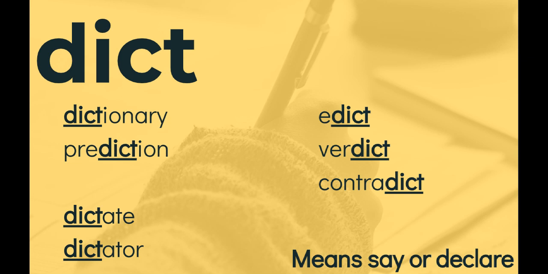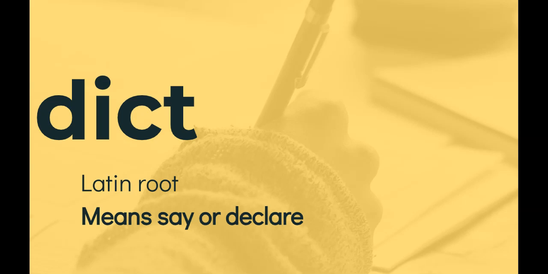Dictate and dictator are related. So if you can get dictate and then just dictator, just take off the E and add the OR. And then edict, verdict, and contradict all have the root at the end of the word. So for your homework, under dict, I want you to write what it means and then draw a picture to represent it.